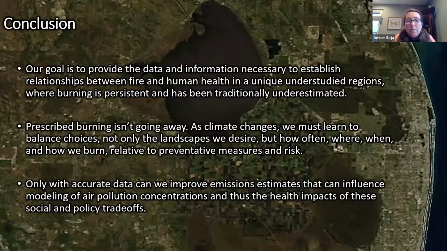So our goal is to provide data and information necessary to establish the relationships between fire and human health. So we're providing the baseline data in these understudied regions that we really have not well quantified. Prescription burning isn't going away. Cropland burning isn't going away, but we need to have the science and the data to ask the right health questions, to ask the right questions on our landscape. So with this accurate information, we can start to have the information to balance what are the social costs and the policy trade-offs on our landscapes.